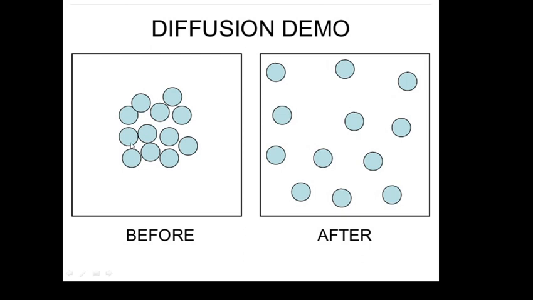Let's know now, in this process, what's required. There is no need for energy. There is no need for energy in case of diffusion. It occurs both in gases and liquids. It doesn't require a semi-permeable membrane. This is diffusion.